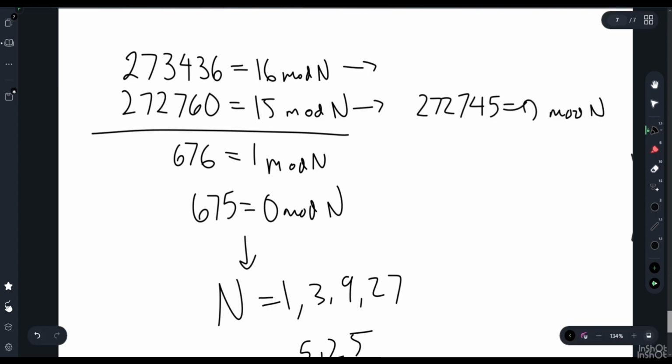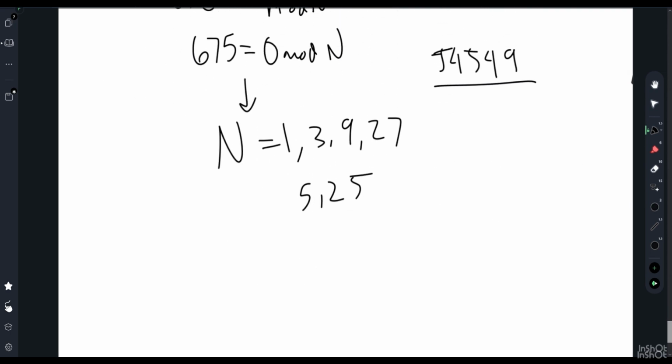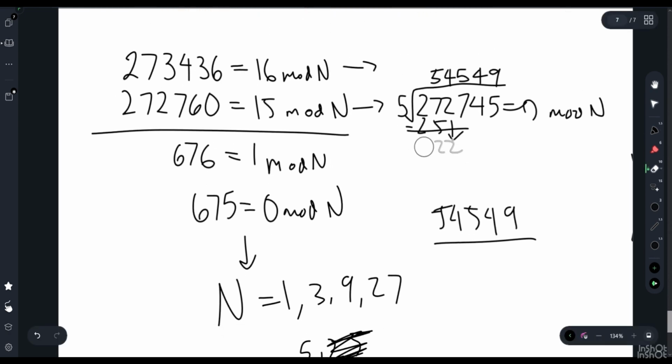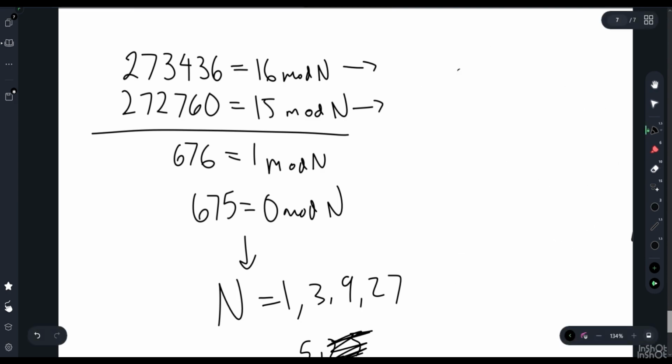Let's first divide by 5 and see what happens. Actually, yeah, let's just draw the dividend. So we get 54,549. Obviously, this is not divisible by 5, so n can't be 25 or any multiple that has 25 as a factor. So that's interesting.